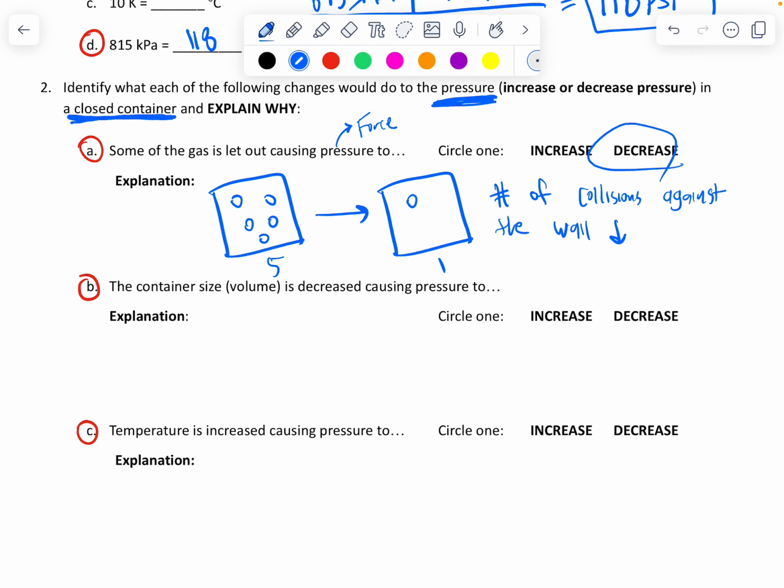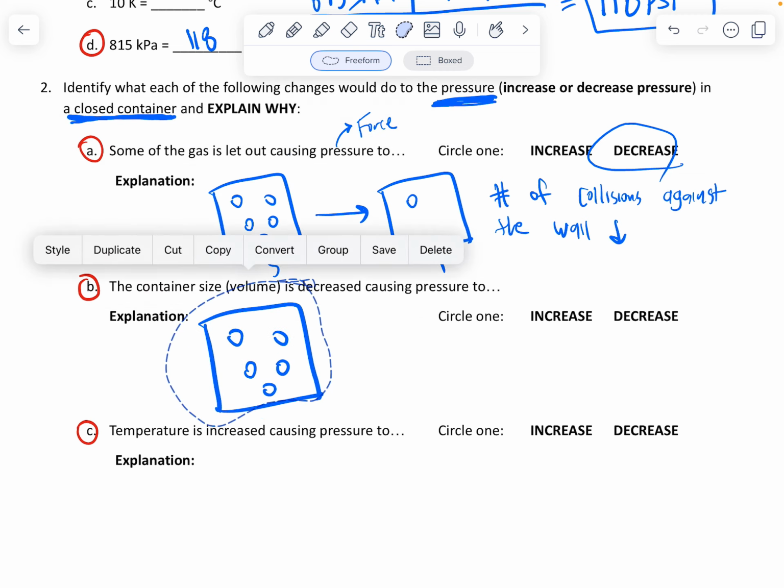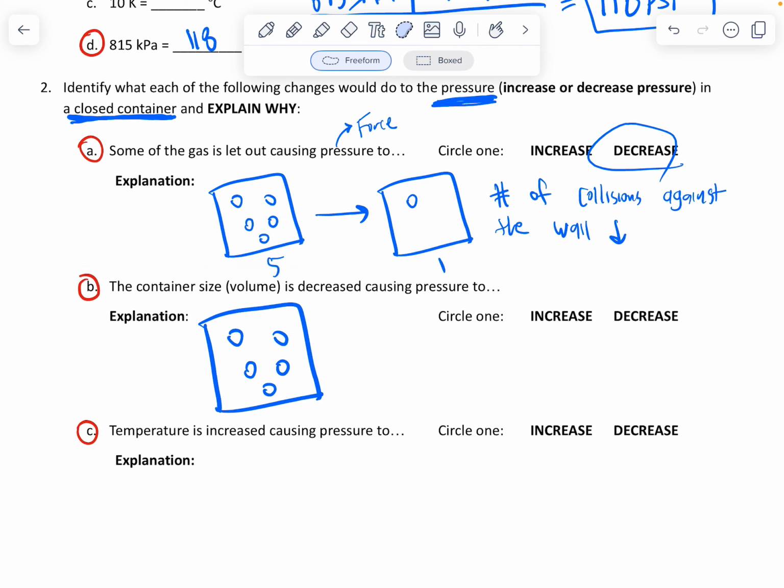The container size volume is decreased, causing pressure to, let's see. I'm going to take that same example. I'm just going to go ahead and duplicate this part right here, except I'm just going to enlarge it just a bit, okay? So let's say we had 5 gas particles inside this chamber, or I should say container, okay? And what happens over time? Let's say that I've reduced the size of the container while having the same 5 gas particles. What do you think is going to happen to the pressure?